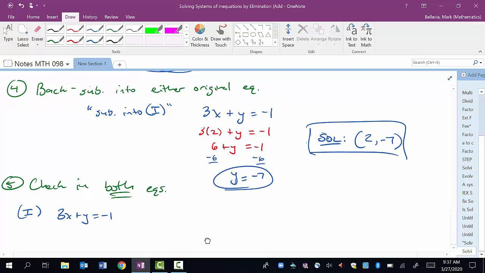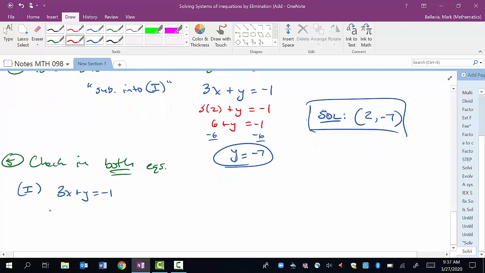If I'm checking here, I'm checking 3 times 2 plus a negative 7, subbing in for y. Does that equal negative 1? Well, 3 times 2 is 6, plus a negative makes it minus 7, equals negative 1. Yeah, 6 minus 7 is negative 1, equals negative 1. Checks out in equation 1. That tells you it's a point on line 1.